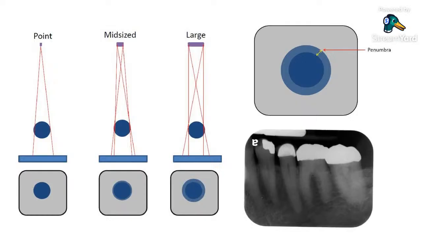As you go forward from the mid size to large, you are actually increasing the focal spot. Once the focal spot is large, the chances of the x-rays spreading a lot increase. When they spread, they give a penumbra effect. Now, what does this penumbra effect do to the radiographic image that we are producing? It does not give us the crisp image that we want.